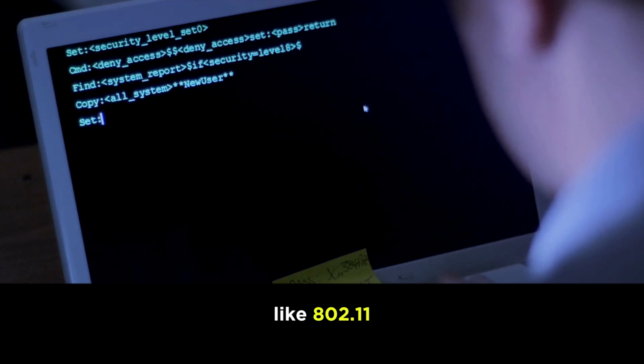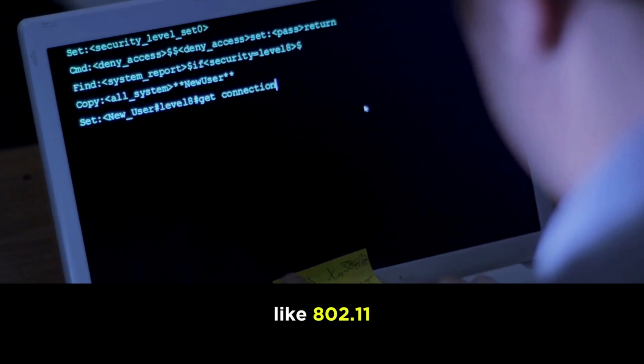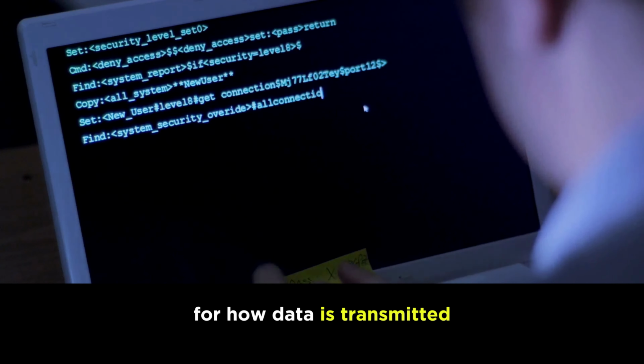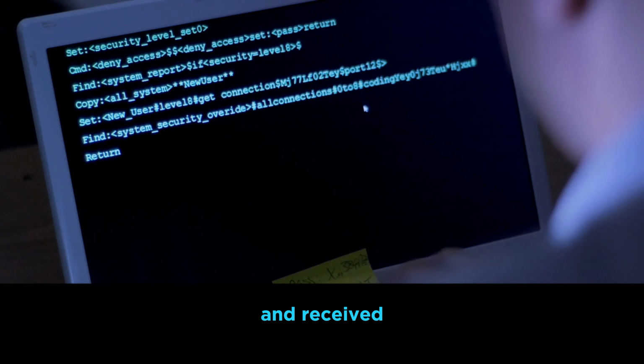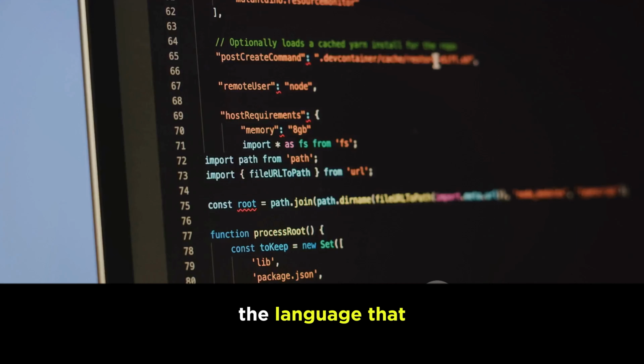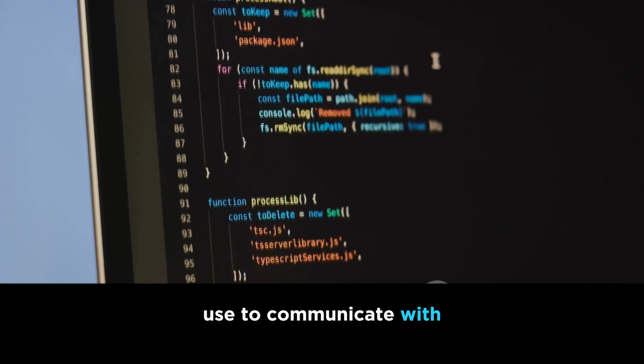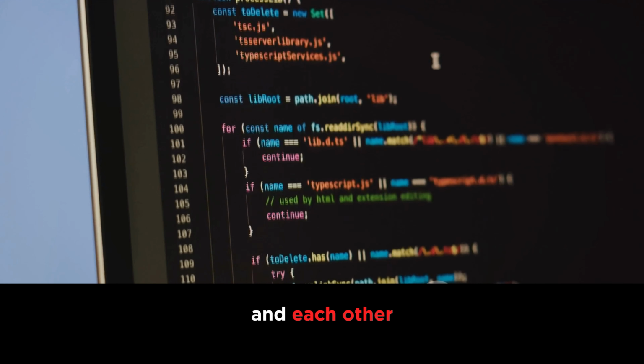Think of them as the sound engineers at the radio station, making sure the music reaches your car radio loud and clear. And let's not forget about the protocols like 802.11, which set the rules for how data is transmitted and received. These are like the language that your devices use to communicate with the access point and each other.